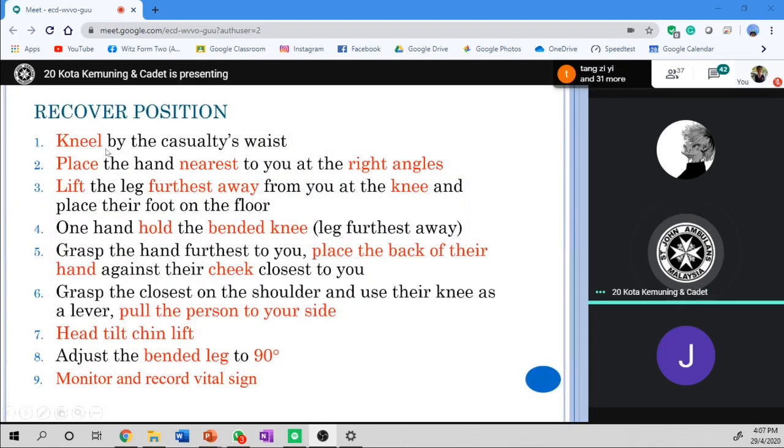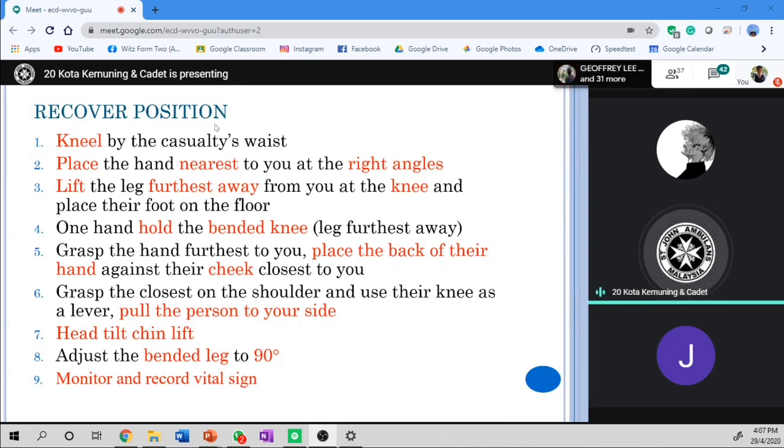First, you need to kneel by the casualty's waist. You need to kneel, you don't sit. First aider, whatever you do, you should kneel, two knees on the ground. Whether you're doing CPR, checking for obstruction, or doing the recovery position, two knees on the ground. Very crucial. You don't sit. It's very uncomfortable for you and it's not very mobile.